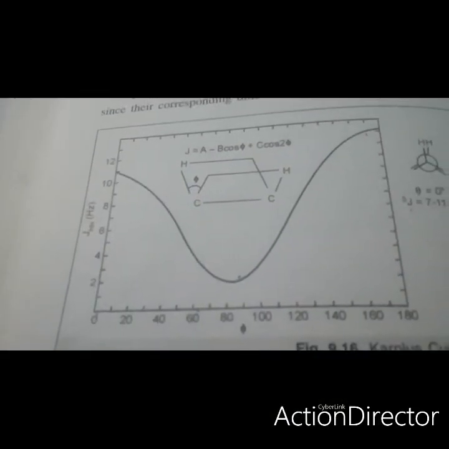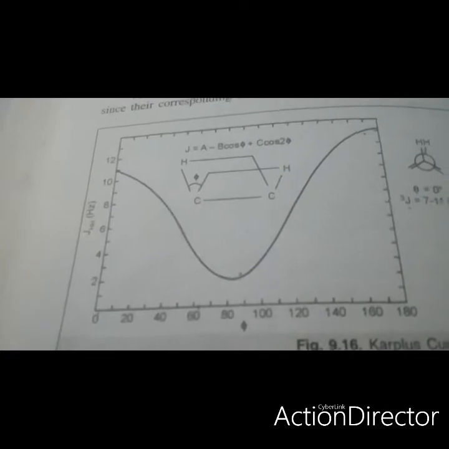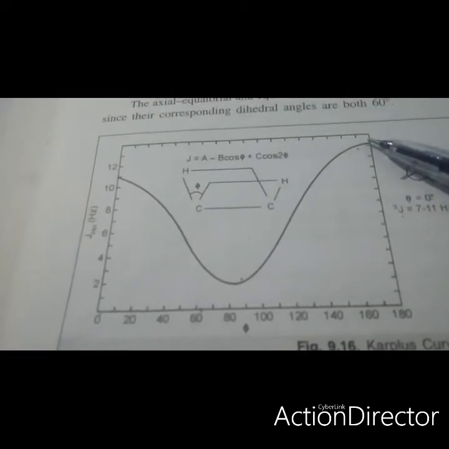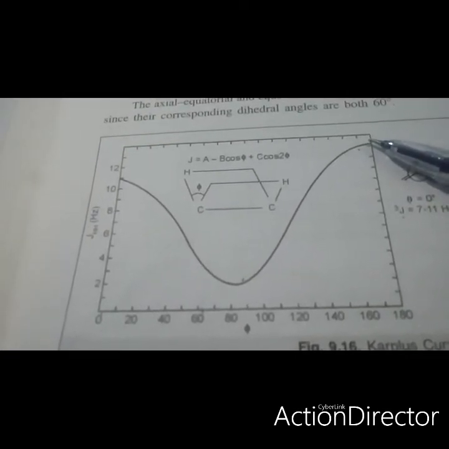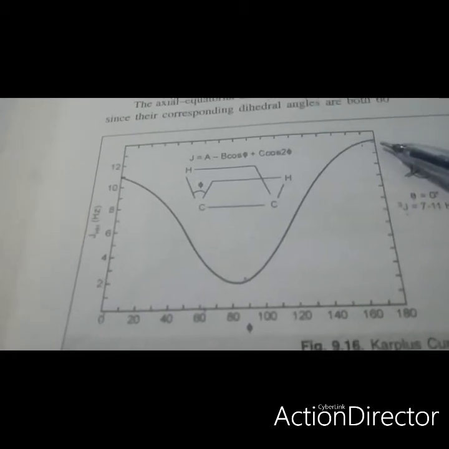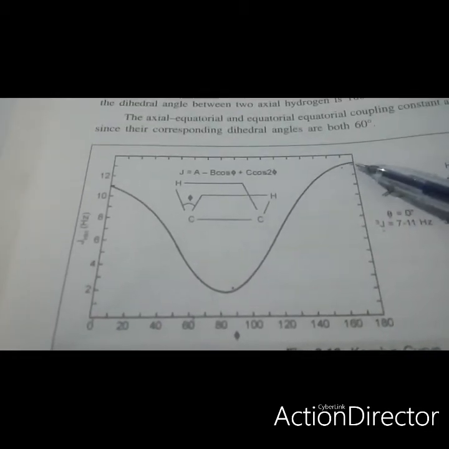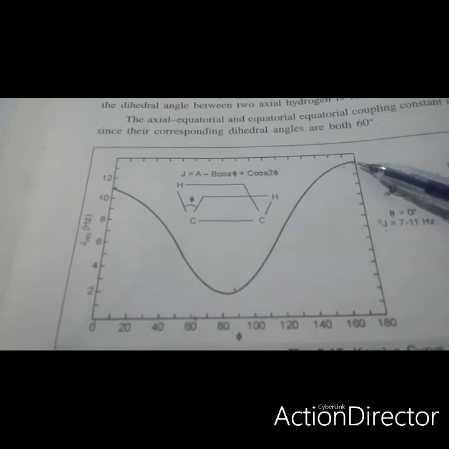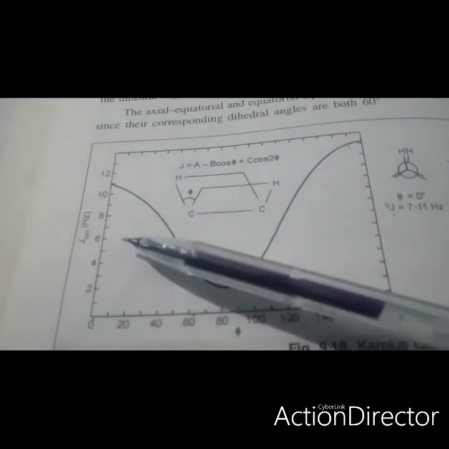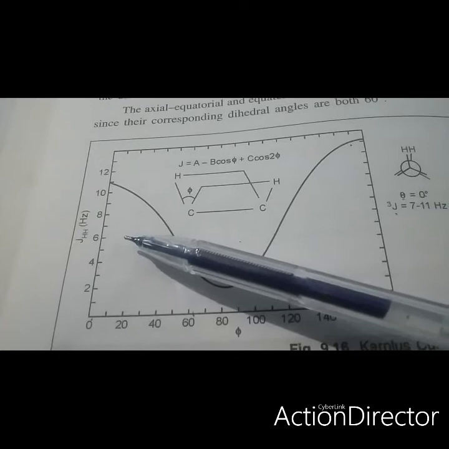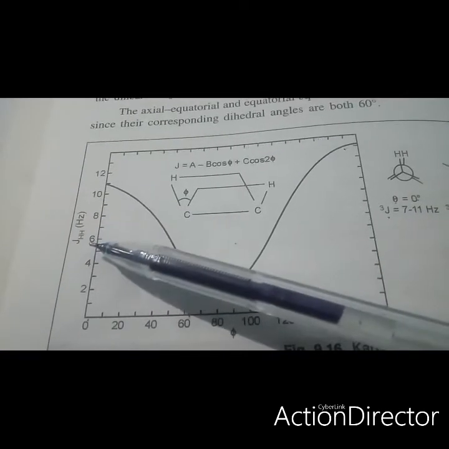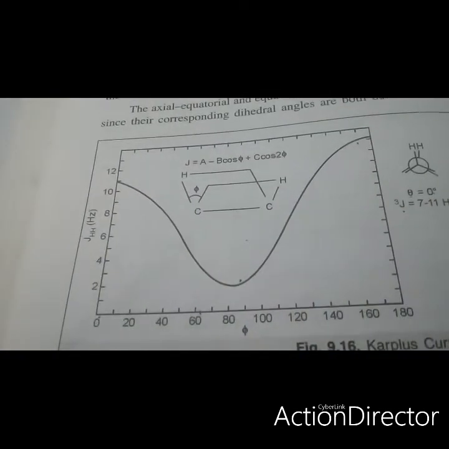The coupling constant for the trans hydrogen, when the dihedral angle is 180 degrees, is large. It is greater than 14 Hertz, as you can see, while the dihedral angle of 0 is found in the cis bond, and the coupling constant is smaller, that is, less than 10 Hertz.